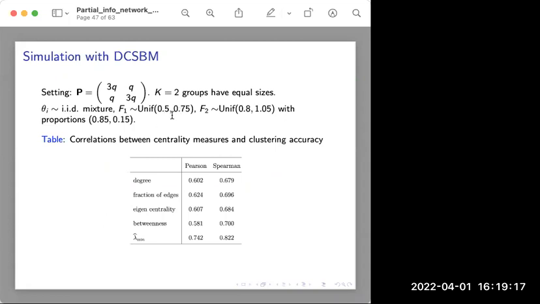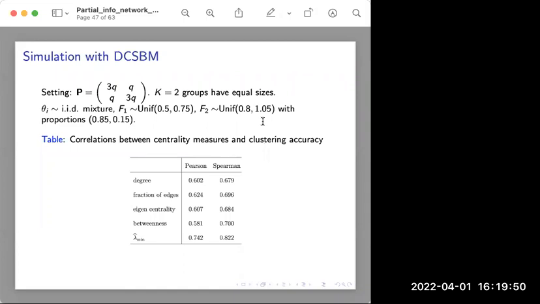And finally, I want to show some results related to the mixture case. Now I'm generating the degree parameters as IID mixtures from F1 and F2. F2 has a higher mean, representing the hub nodes, with these two proportions. I'm just generating one instance of the adjacency matrix A, and I apply my partial clustering algorithm to every individual in the network.